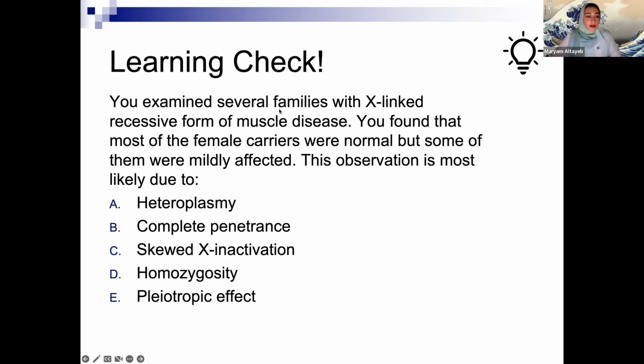You examined several families with an X-linked recessive form of muscle disease. You found that most of the female carriers were normal, but some of them were mildly affected. This observation is most likely due to heteroplasmy, complete penetrance, skewed X-inactivation, homozygosity, or pleiotropic effect. So this is a bit of a harder question, but Hibba mentioned that you guys had a bit of trouble with this concept, so that's why I brought it up in this lecture anyway. But tell me, what do you guys think the answer is?